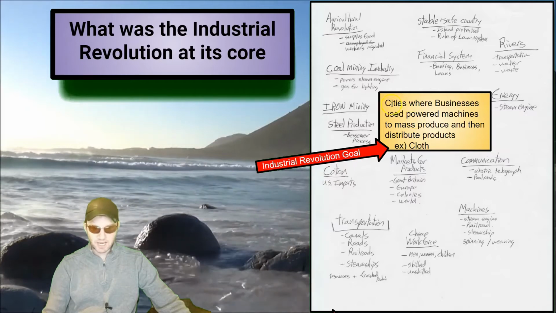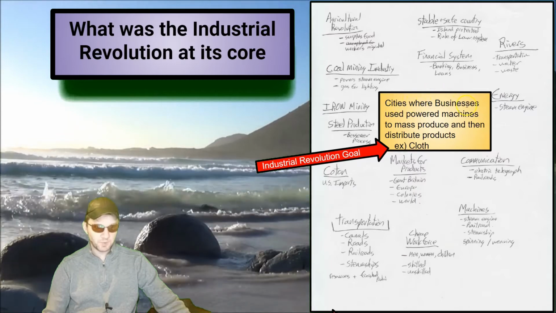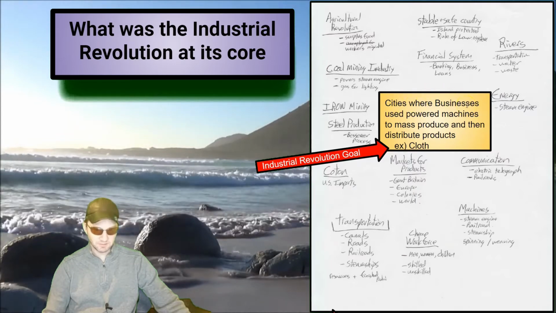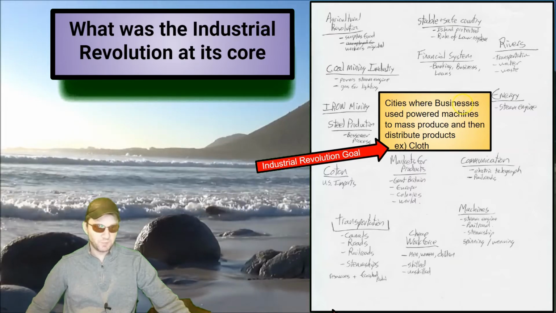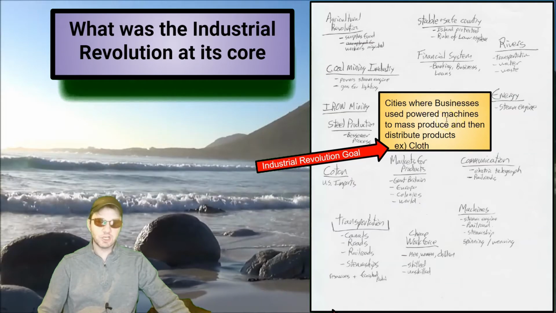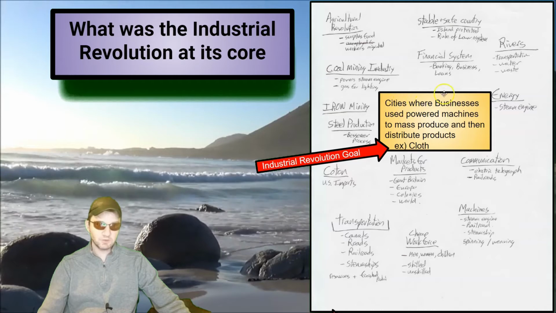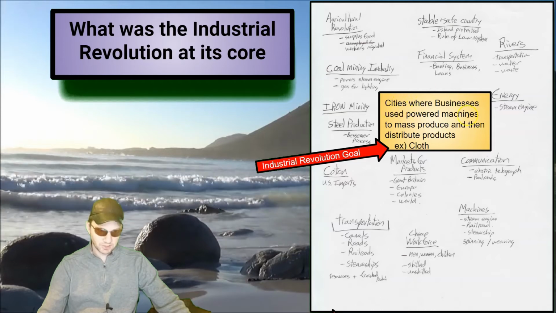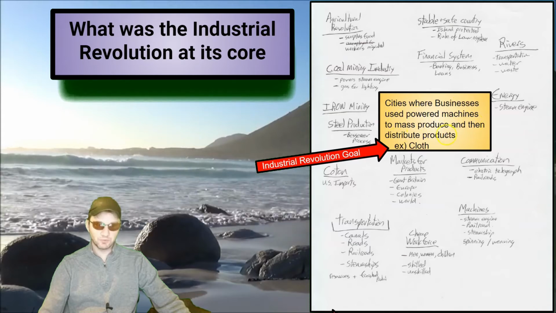There's factories which have to be in cities. So you need cities where you need businesses to run the factories and purchase the equipment. Cities where businesses used powered machines. The Industrial Revolution needs powered machines to be different from everything else in history. Cities where businesses used powered machines to mass produce and then distribute products.